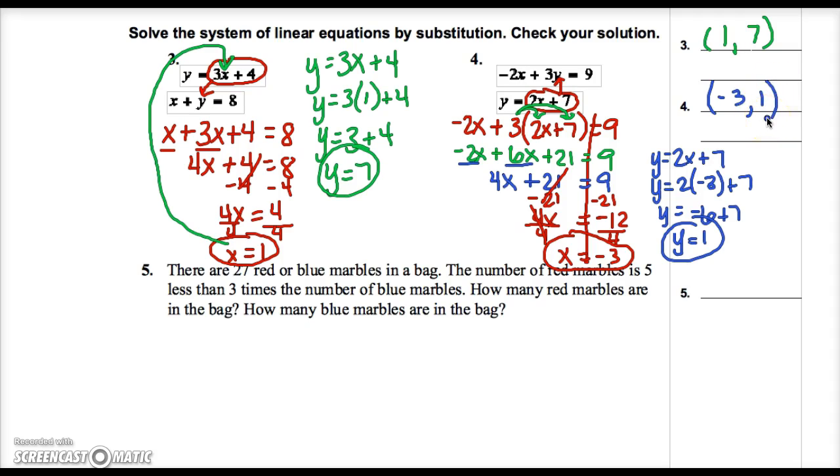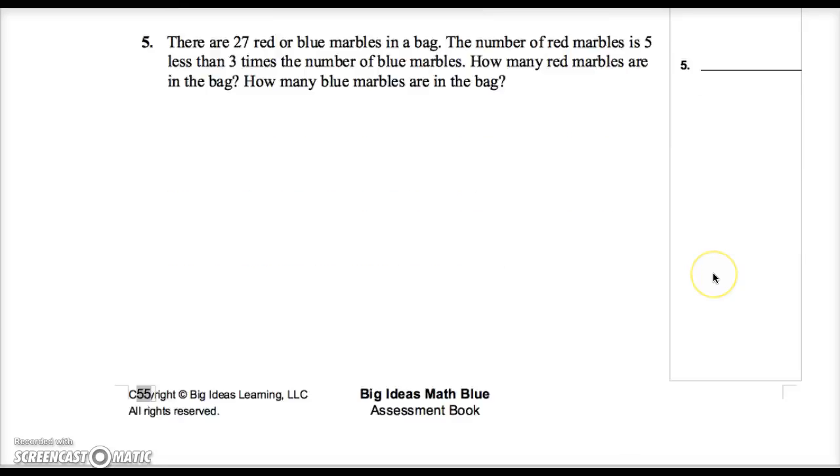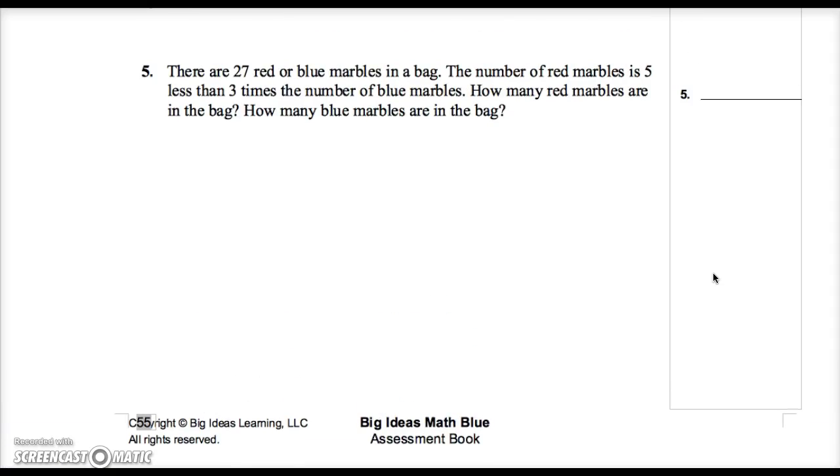Okay, so that was solving by substitution. Okay, so let's jump down and look at number 5. It says, there are 27 red or blue marbles in a bag. The number of red marbles is 5 less than 3 times the number of blue marbles. How many red marbles are in the bag? How many blue marbles are in the bag?